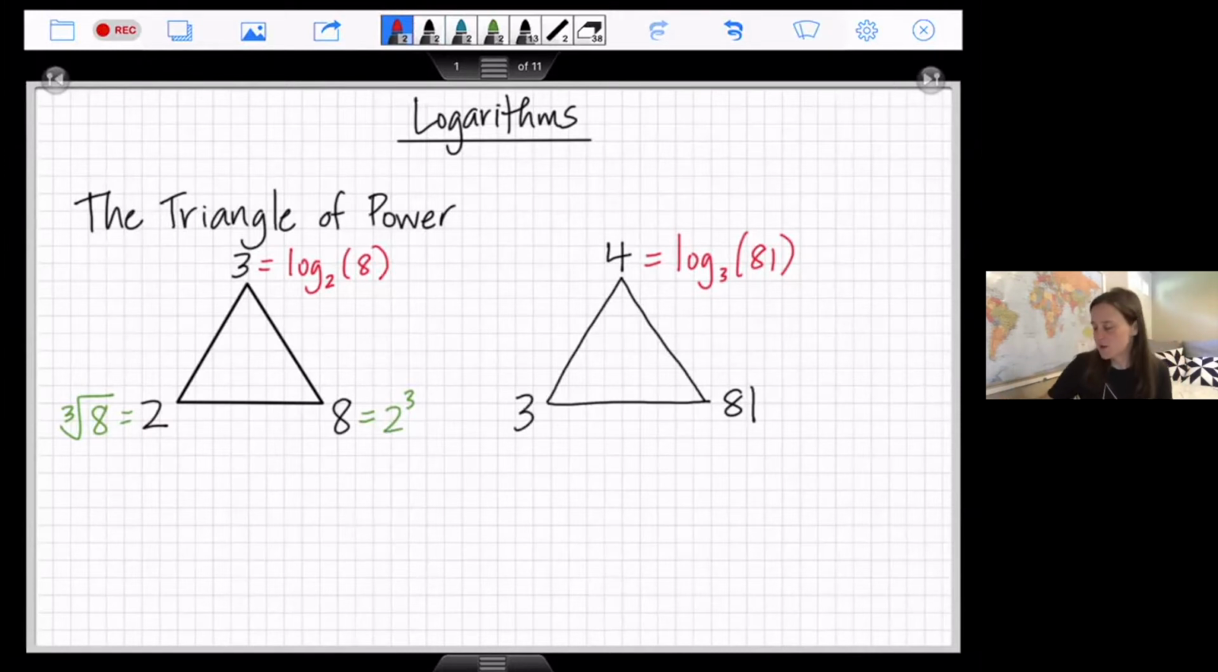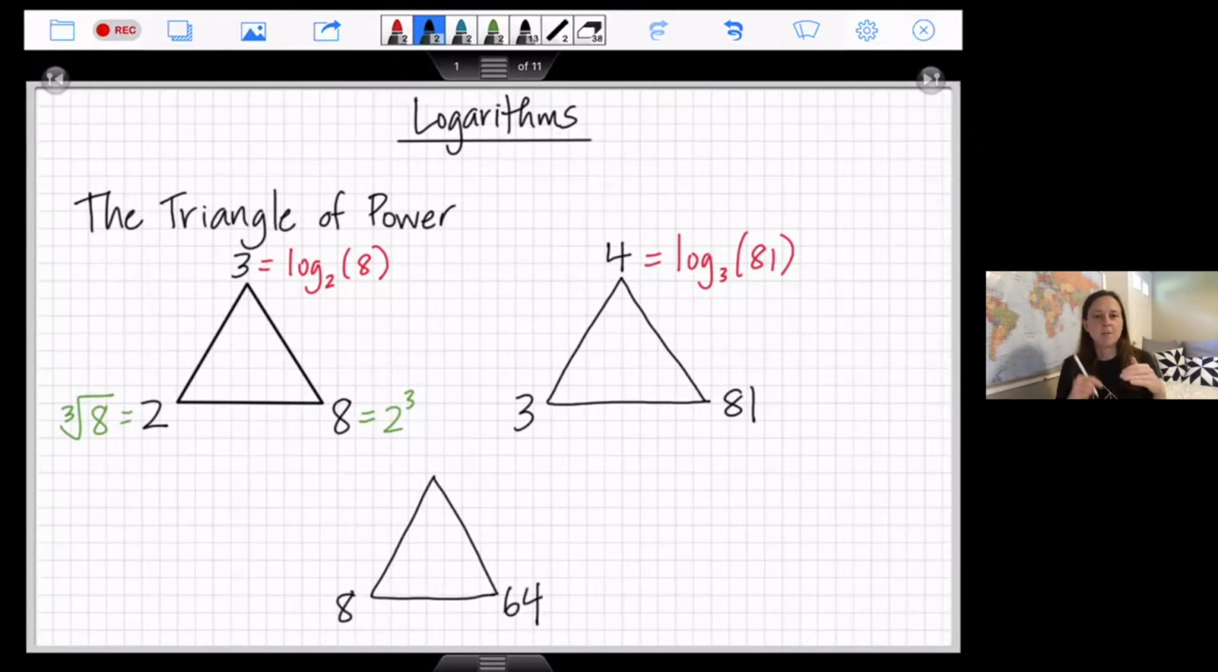Okay, so let's do one more triangle. All right, so this one, I've given you the bottom left number is 8, the bottom right number is 64. So now we're looking for the exponent. So 8 to the what is equal to 64? Well, I have to square it. So the number that goes up top here is going to be a 2. And what we just did, which felt a little bit easier than it normally does in a pre-calculus class, is we evaluated a logarithm. We found that the log base 8 of 64 is equal to 2.